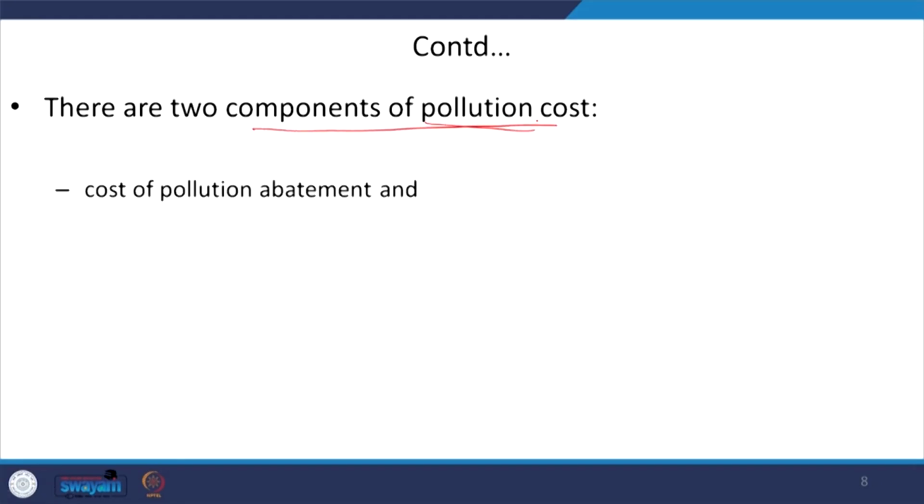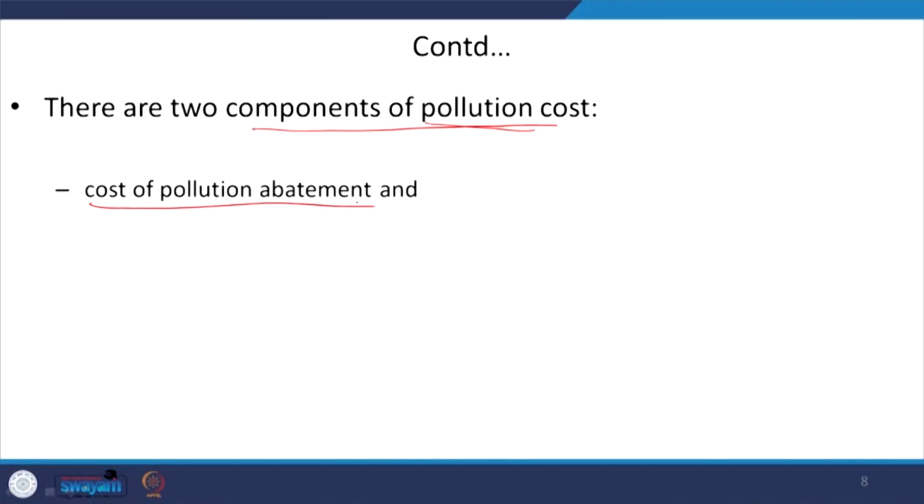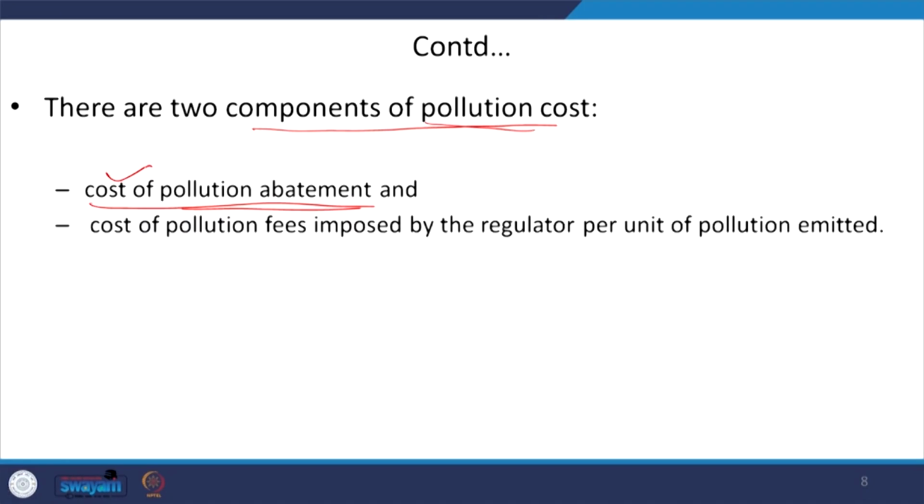costs. So, what are the components of the pollution costs? The first component is that the firm which is generating pollution will be spending money in order to cut back the pollution. That means it is a kind of treatment. That one is known as the cost of pollution abatement, how to treat the pollution or how to cut back the pollution level. This is known as the pollution abatement cost.